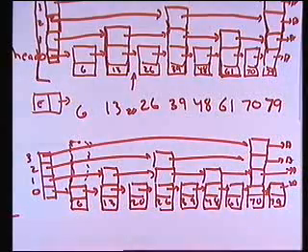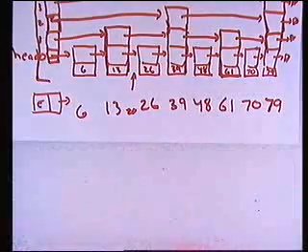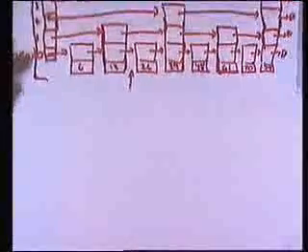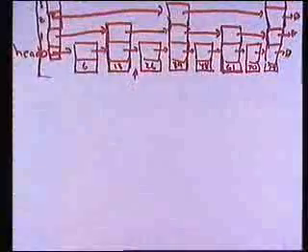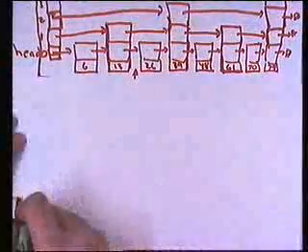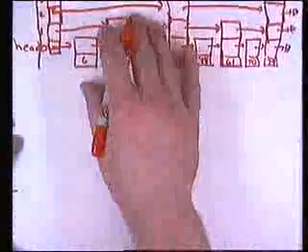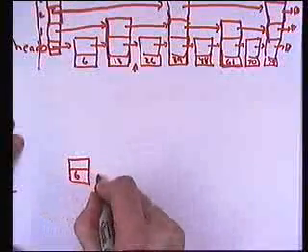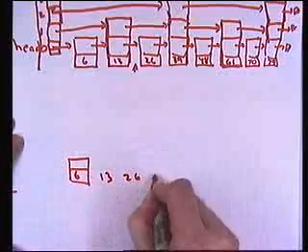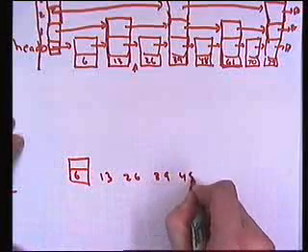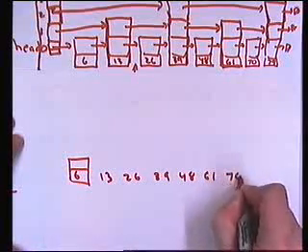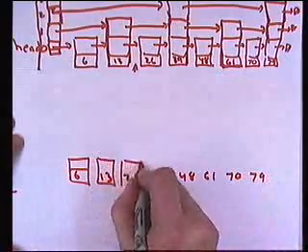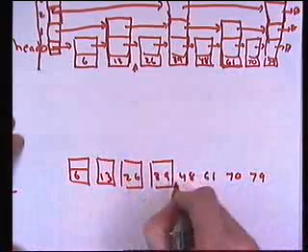Or in other words, what we could have done would be this. Say that I had this list, so if this was my original: 13, 26, 39, 48, 61, 70, 79. I'm just drawing a copy of what you see up there now, to have room to mess with.